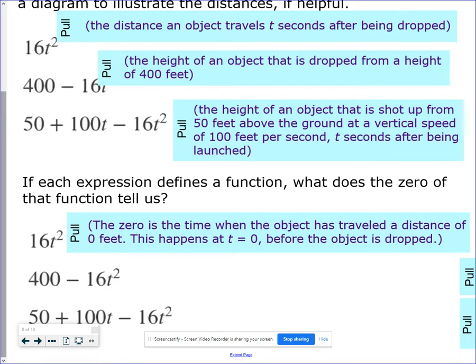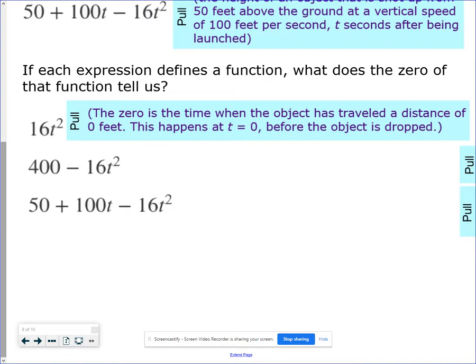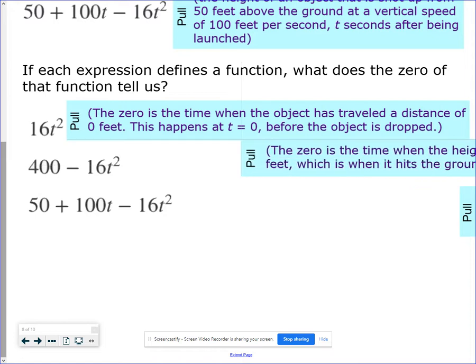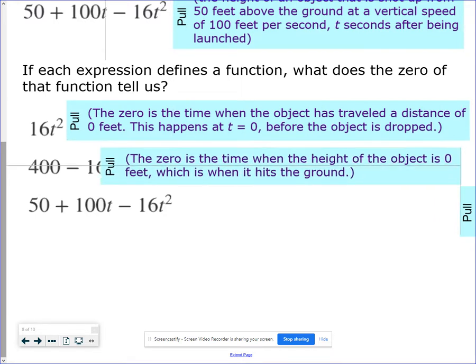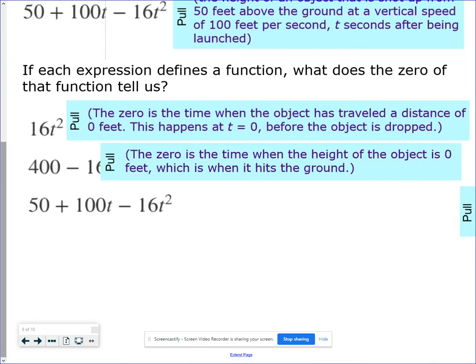For the next one, let me move this up a little bit. The 400 minus 16t squared, remember that's figuring out when I drop it, when it hits the ground, right? So it started at 400 feet. I want to know when it hits the ground. I want to know when the height is 0. When it hits the x-axis, that's when the height is 0. So that'll tell me how long it takes to get back down to the ground.